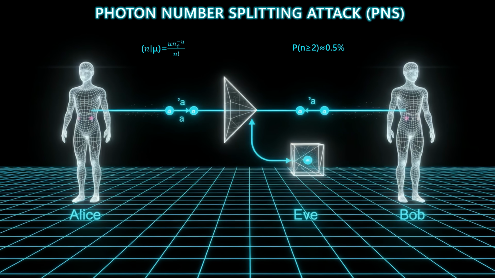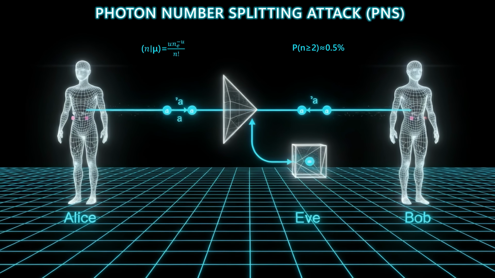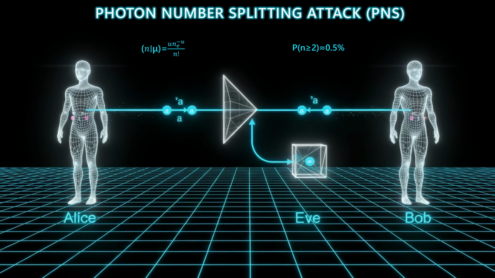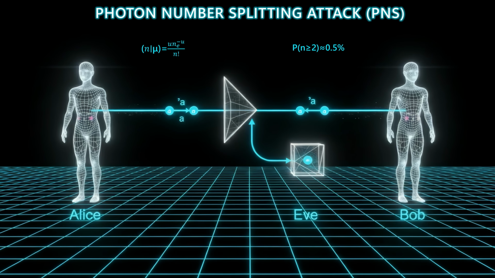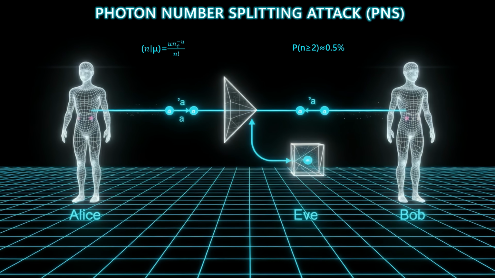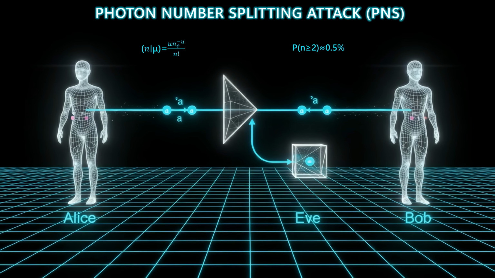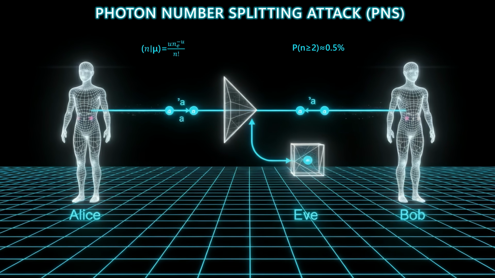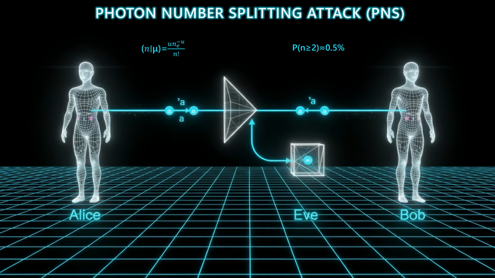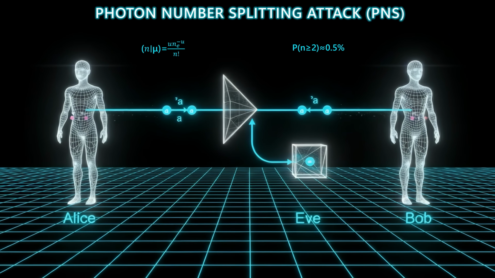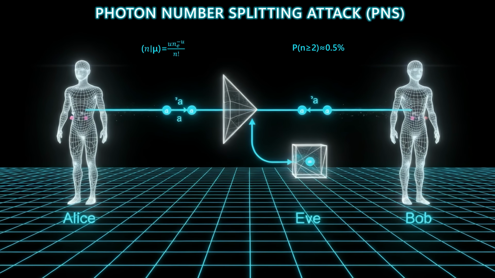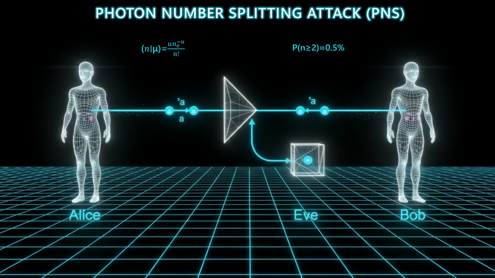Eve now waits for the classical reconciliation step, where Alice and Bob publicly announce the basis they used for each qubit. Once the basis is revealed, Eve measures her stored photon in the correct basis. Because her photon was an exact duplicate of the one Bob received, she learns the raw key bit with certainty. Bob records a valid bit, Alice records a valid bit, and Eve silently records the same bit. The protocol sees no disturbance. It has been compromised at the photon source level, not at the detector.